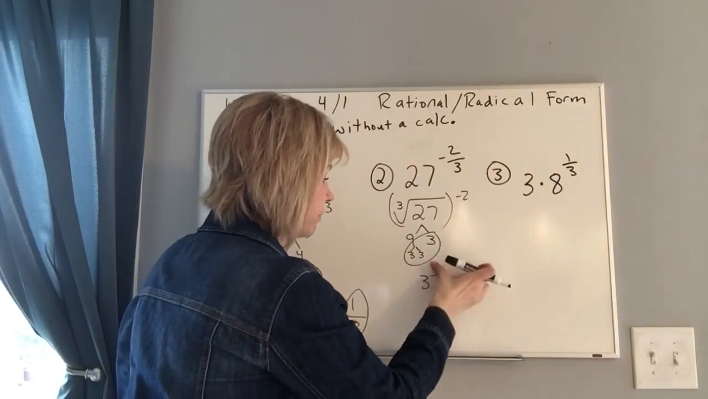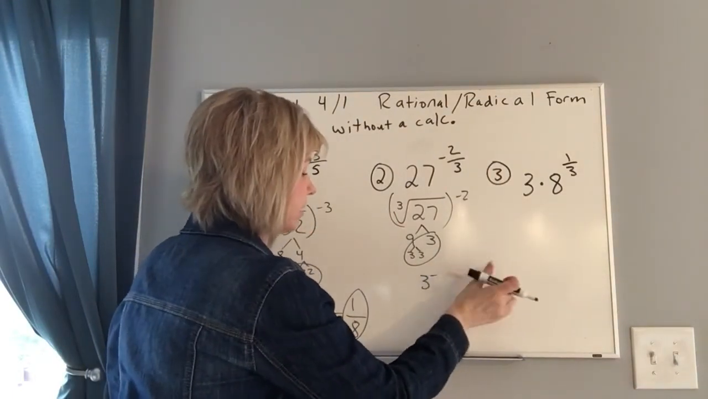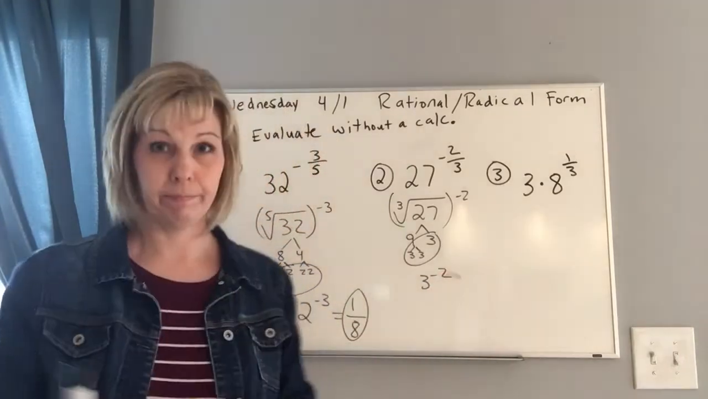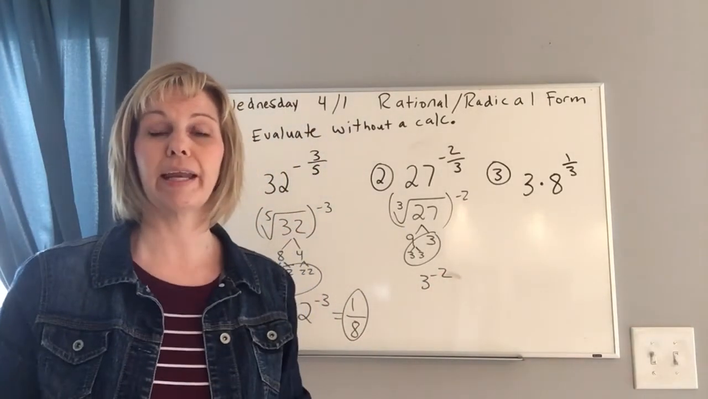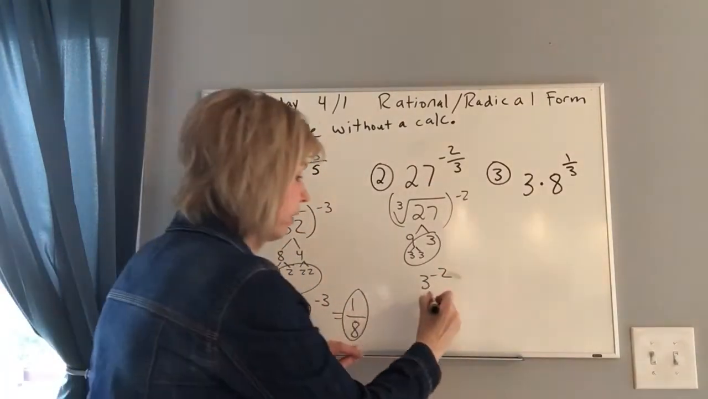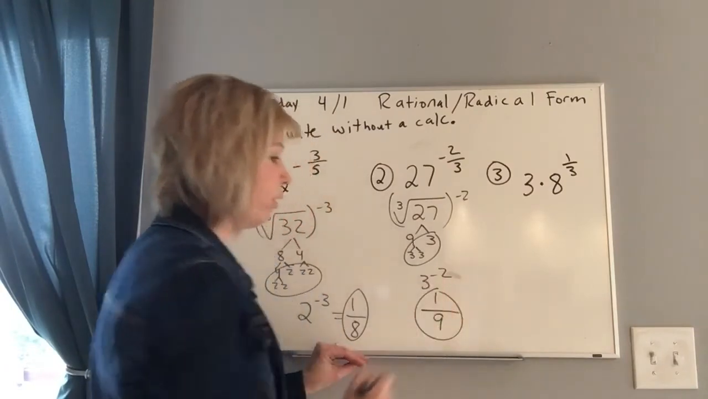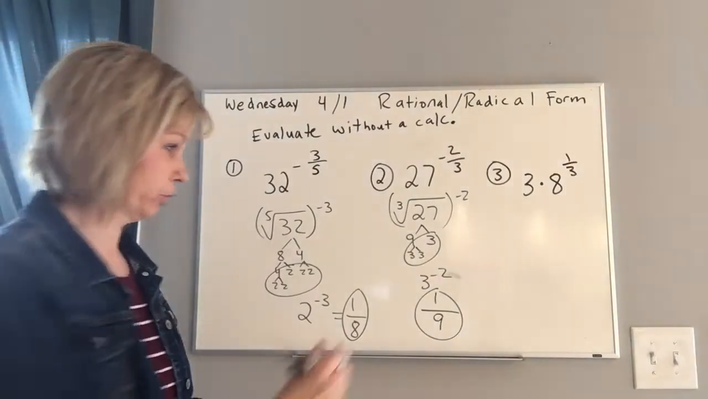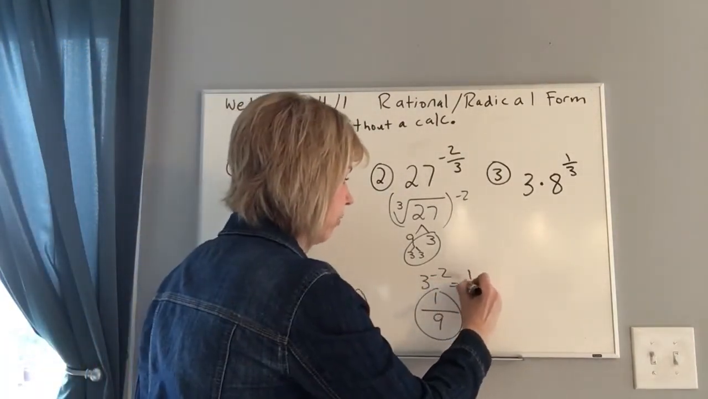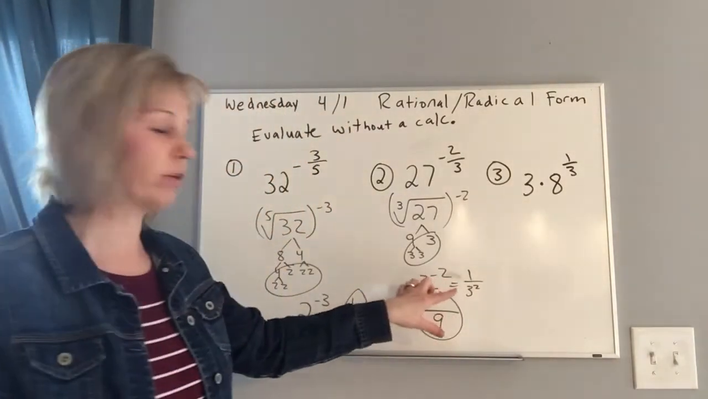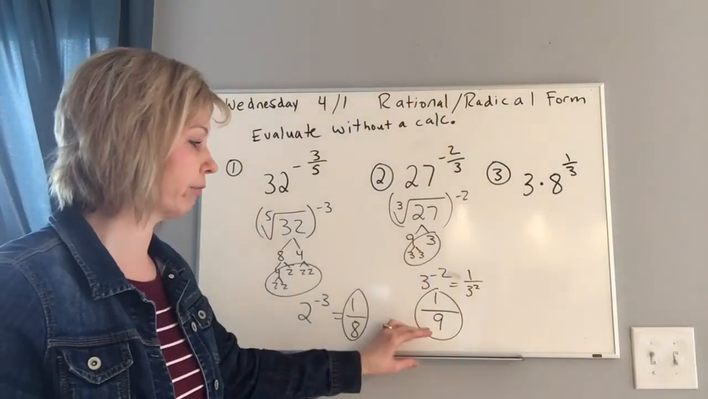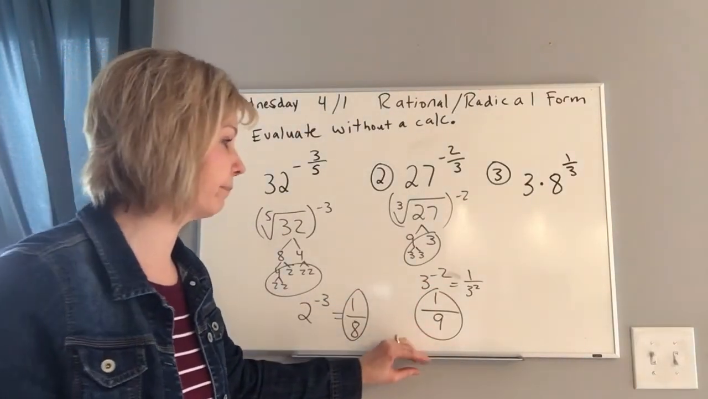And then we have, what's our power here? It's negative 2. And again, that makes our fraction smaller, getting closer to 0. So that makes it 1 over 3 squared, which is 9. So make sure you can write it like this to start with, but if it's something that you can do in your head mentally, I want you to write it out. So it's 1 over 9.